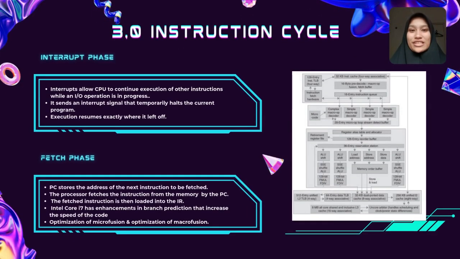Next, we'll be moving on to the instruction cycle. The instruction cycle explains how software applications like video games require a large number of individual instructions in order to run. These instructions need to be fetched from memory, decoded, and then executed.